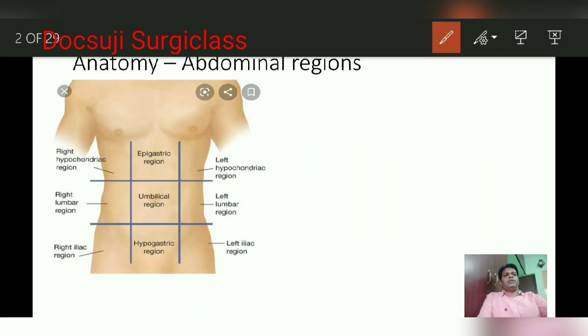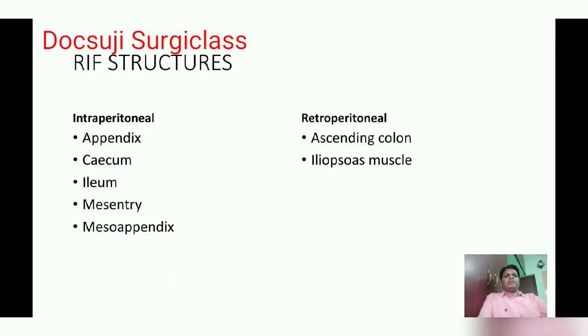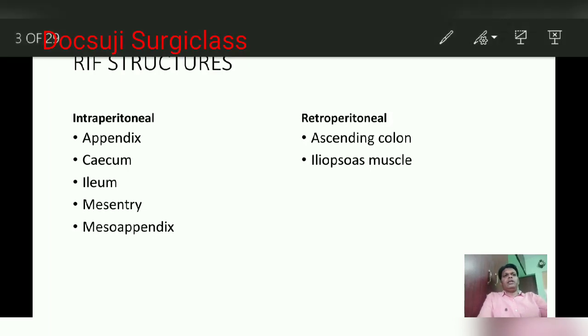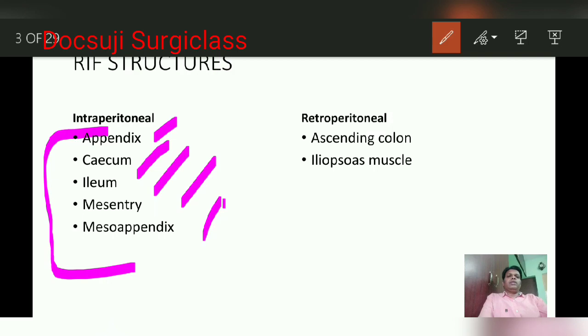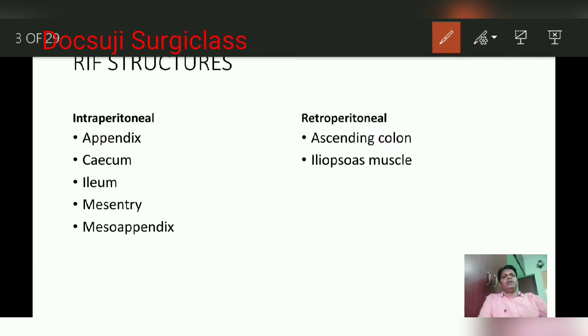Next we are going to discuss the structures present in the right iliac fossa. These are intraperitoneal structures like the appendix, cecum, ileum, mesentery and mesoappendix. If you get a right iliac fossa mass, there is more probability that it originates from these organs. Similarly, important retroperitoneal structures are the ascending colon and the iliopsoas muscle. You should keep these in mind while discussing right iliac fossa mass.